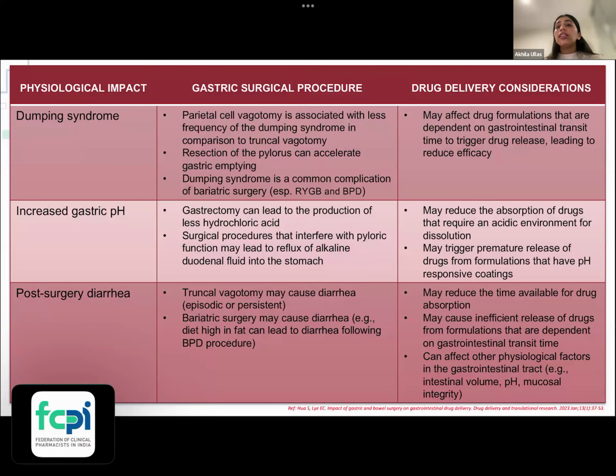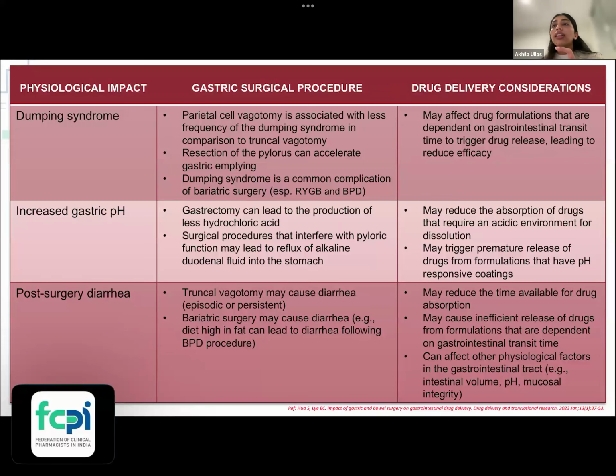Okay, so this slide will give you some of the impact of gastric surgical procedures, which will affect your physiological states. If the patient underwent any gastrectomy surgery or bariatric surgery, this can lead to dumping syndrome. Dumping syndrome means that whatever food you take moves quickly from the stomach to the small intestine. This is called dumping syndrome.